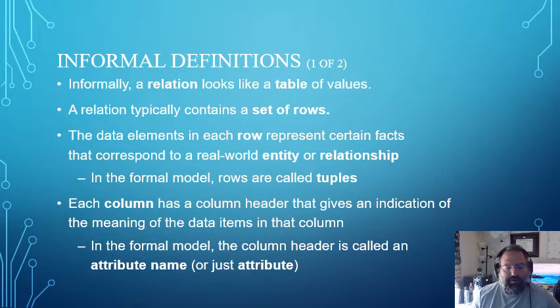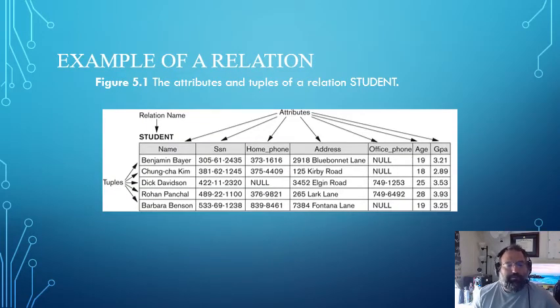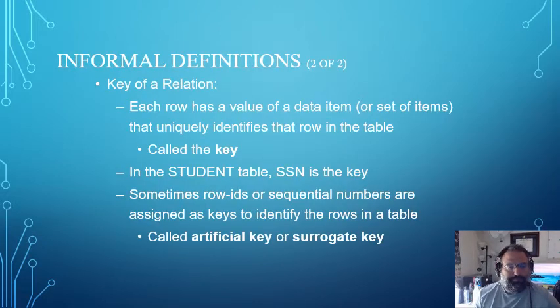Each column has a column heading or header that gives an indication of the meaning of the data items in that column. In the formal model, this column header is called an attribute name or just attribute. Here's an example of a relation in Figure 5.1, the attributes and tuples of a student. And you can see the tuples and the attributes.